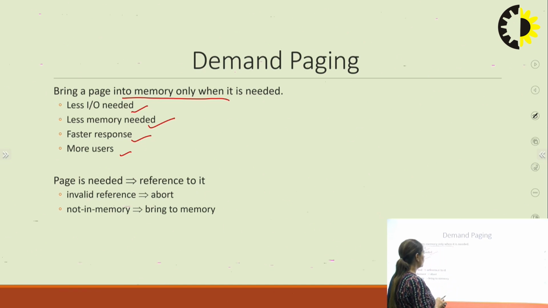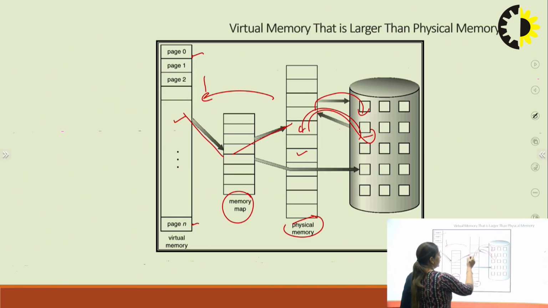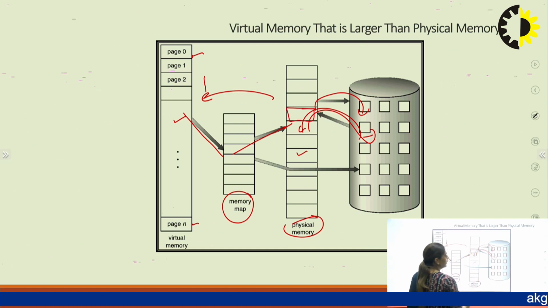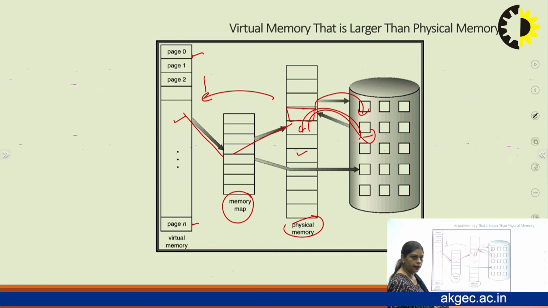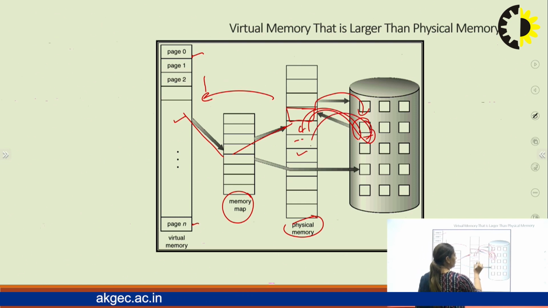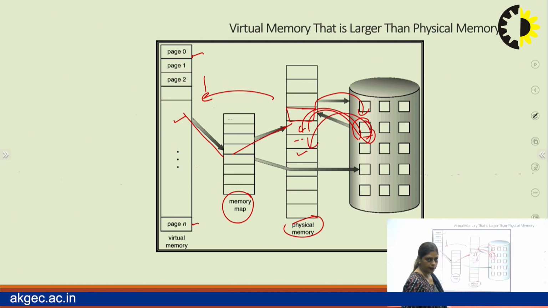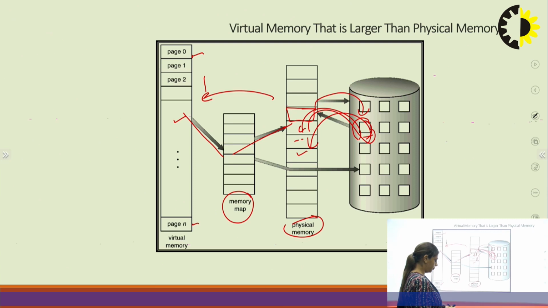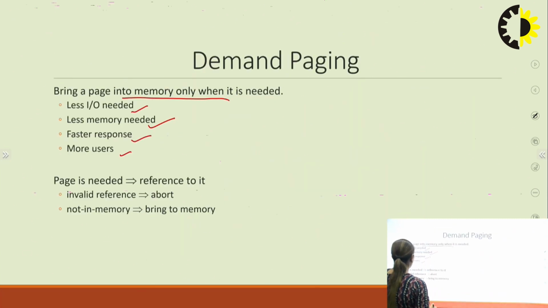Let's go to the previous slide. Like here, the pages are limited, right? If we require any page from this which is not present in this one, then only we will bring this into the physical memory. This is the meaning of demand paging, right?